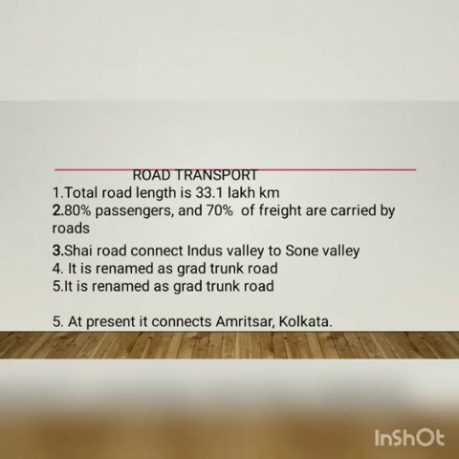The total road length is 33.1 lakh kilometers. 80% of passengers and 70% of freight are carried by roads. Shahi Road connected the Indus Valley to the Son Valley. It was renamed the Grand Trunk Road. At present it connects Amritsar to Kolkata.